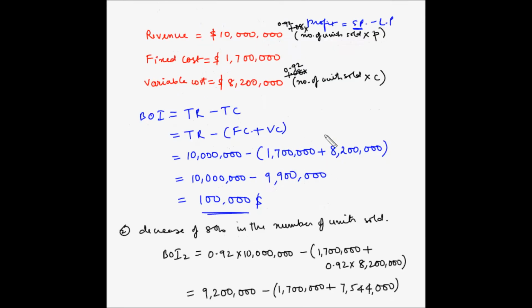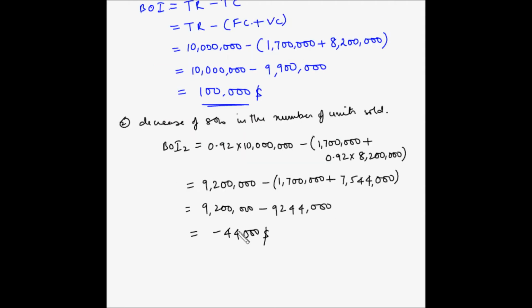Again, the same logic: the revenue is decreasing and at the same time the variable cost is decreasing. However, the revenue is decreasing at a higher rate because the unit selling price is higher than the unit cost. And of course, the fixed cost remains the same. So eventually, we are incurring a loss of $44,000.